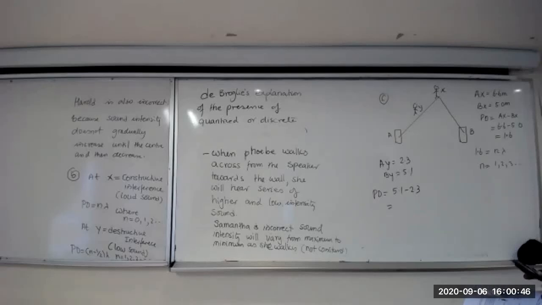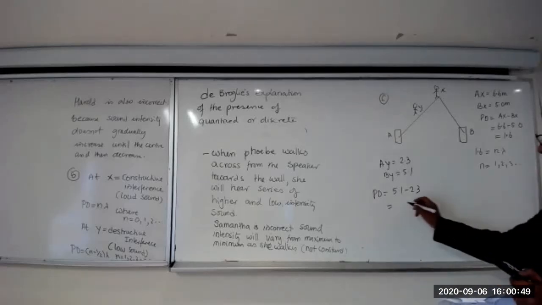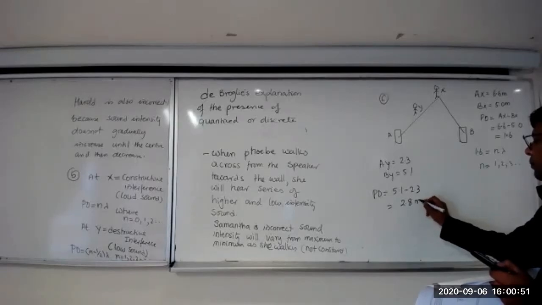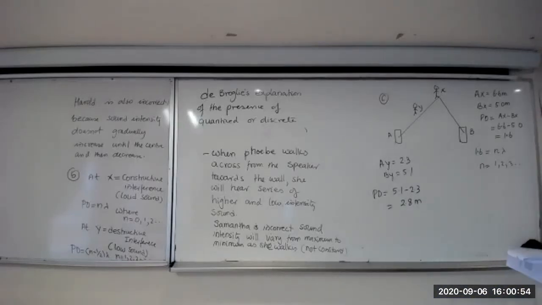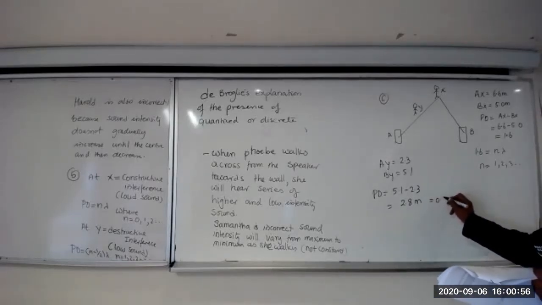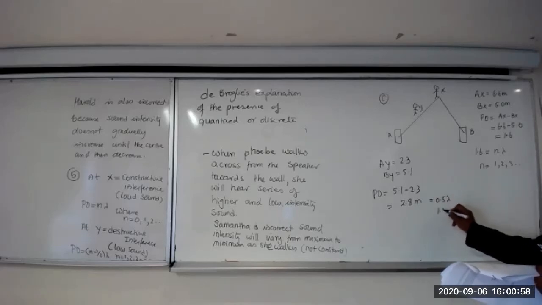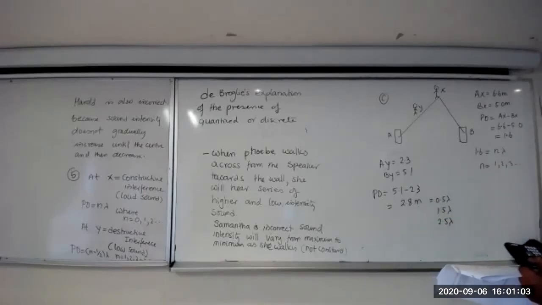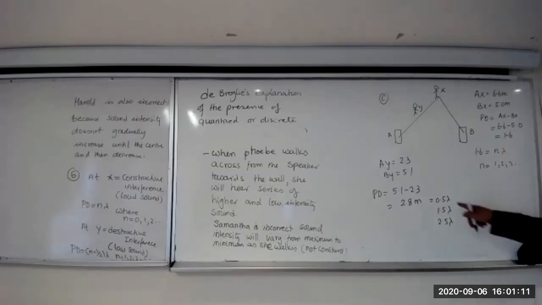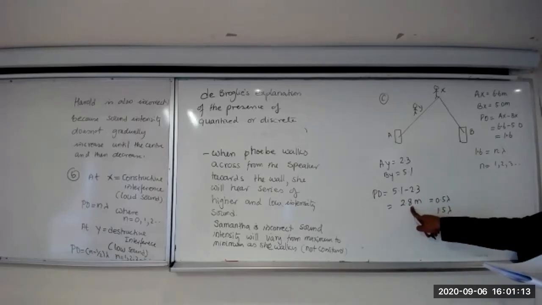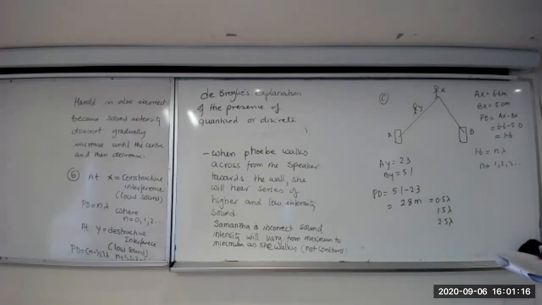I'll just get this one and then quickly write down 2.8. Path difference is 2.8. Now that should be either 0.5 lambda or 1.5 lambda, 2.5 lambda, and so on. So you need to find one matching for both conditions. Okay, so if I say 0.5 lambda, your lambda is going to be double that. That means 5.6.